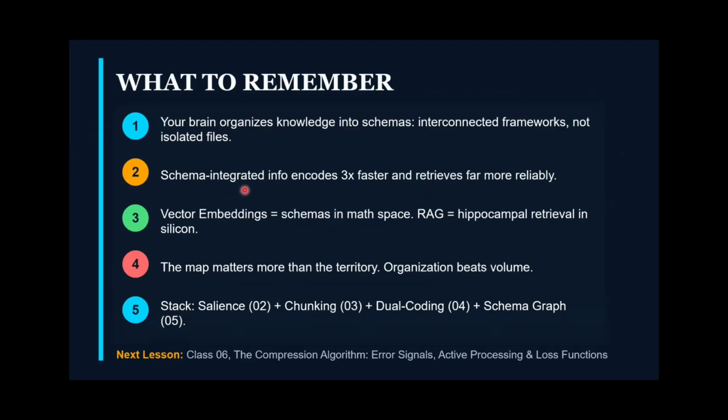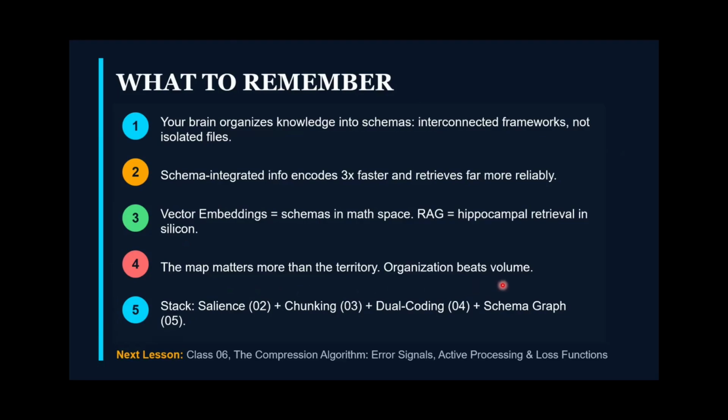Number 2, schema-integrated info encodes 3 times faster and retrieves far more reliably. So schemas are just better. Number 3, vector embeddings. This is our AI bridge. Vector embeddings equals schemas in a math space. RAG equals hippocampal retrieval in silicon. So we have the natural and the artificial here, bridging the two between a schema in our mind and a vector embedding in an AI system.